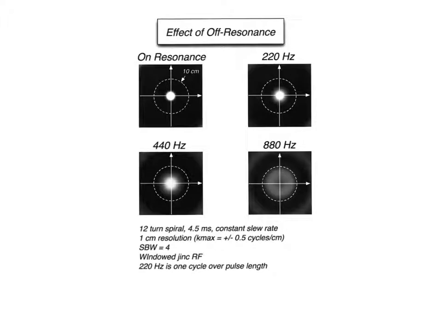So here's an example illustrating the effect of off-resonance. Here's an on-resonance excitation. Here's with a 220 hertz shift. This is like fat at 1.5 Tesla. You can see that it's blurred substantially. Here's 440 hertz, which is like fat at 3 Tesla. You can see that it's blurred and it's starting to be attenuated. And at a very extreme amplitude of 880 hertz, you get essentially completely lost. You've completely lost your excitation. Here, in this case, for this 4.5 millisecond pulse, the 220 hertz corresponds to 1 cycle of phase over the pulse length.